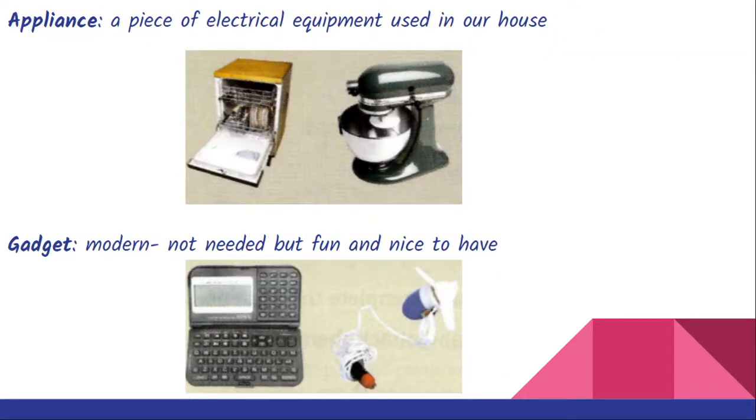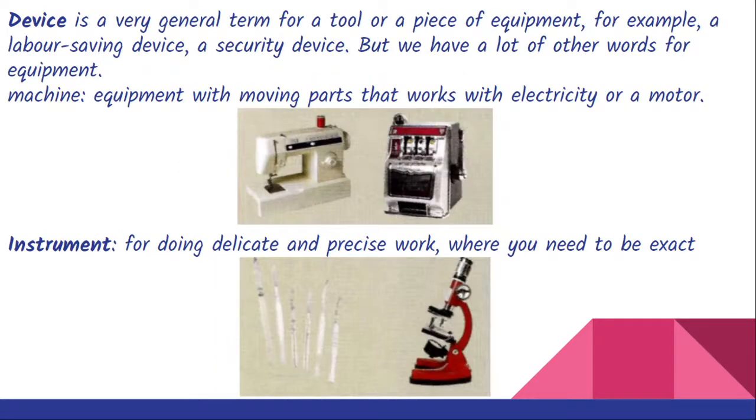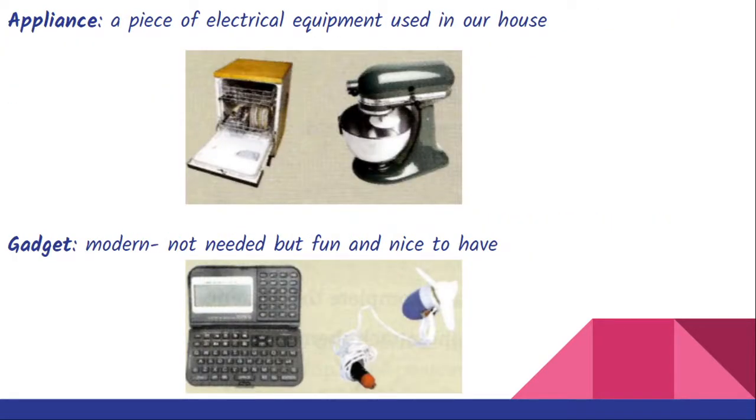Apart from a machine or an instrument, we have an appliance. A machine can also be an appliance because, for instance, in our houses we have ovens, televisions, and air conditioners. All of them are dependent on electricity, and we use them in our household. So we call them appliances, like the mixer here and the dishwasher.